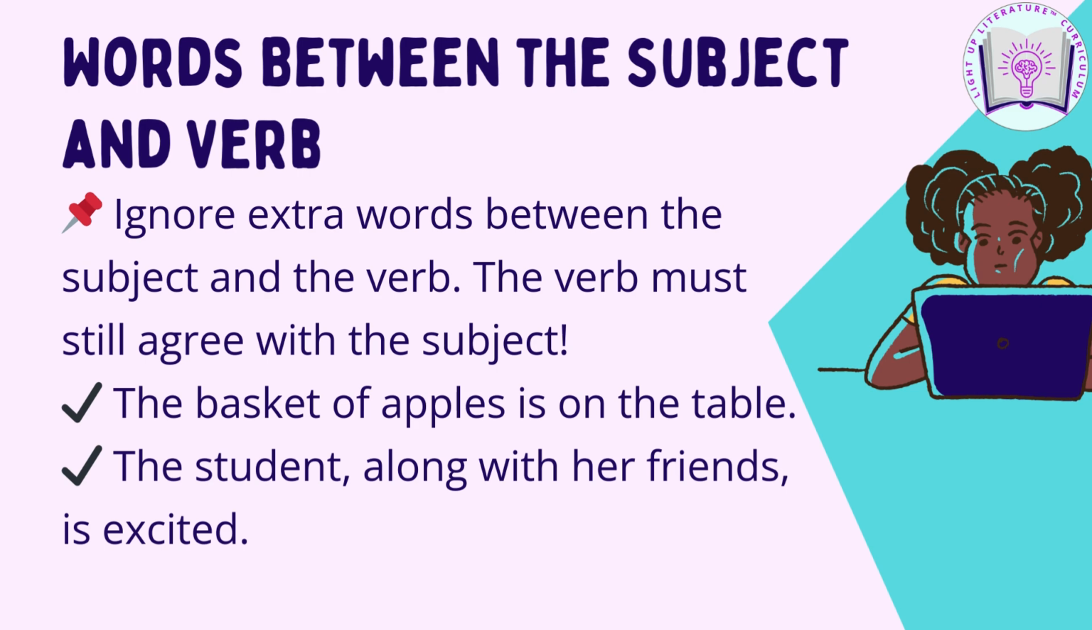Our second practice, the student, along with her friends, is excited. Now you see how you have the commas there? Imagine those commas are your hands and you're picking up all those words and just throwing them out of the sentence. We're chunking them. We don't need them to make sure that we have good subject-verb agreement. So the student is singular, is our singular verb.